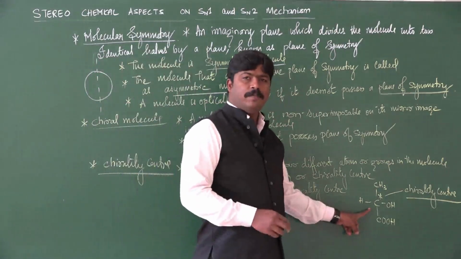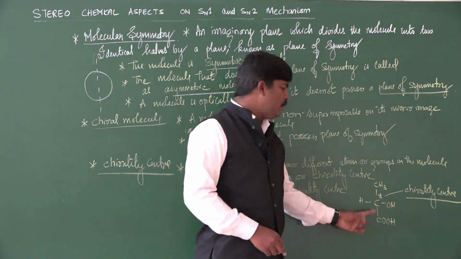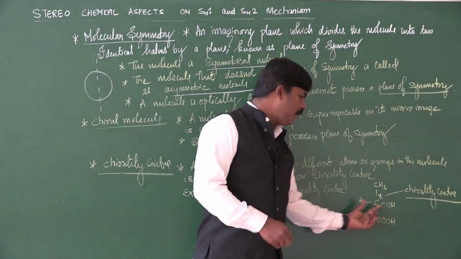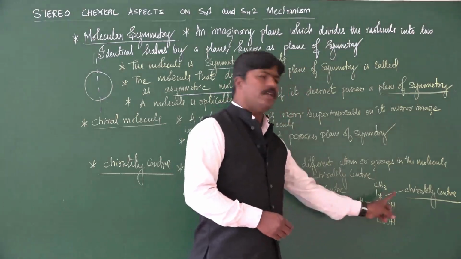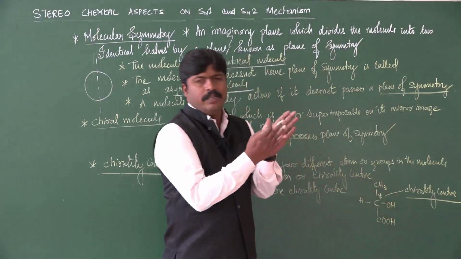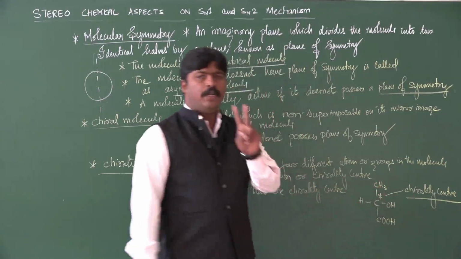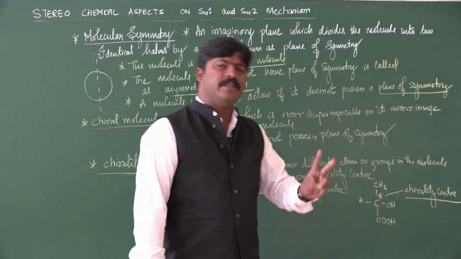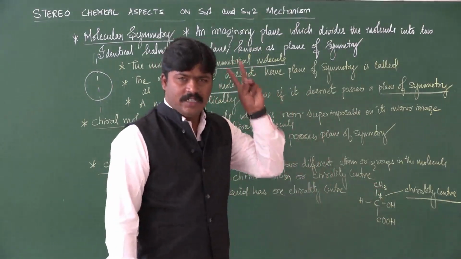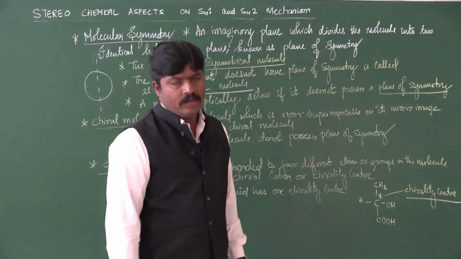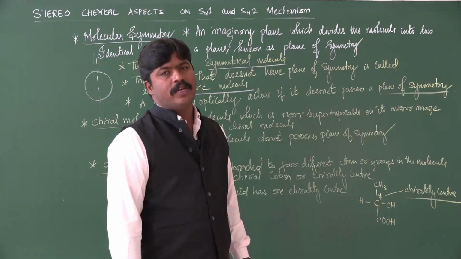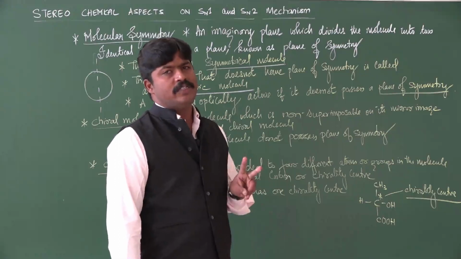It does not superimpose on its mirror image. Why? Because in the mirror image of this, OH will be on the left-hand side and H will be on the right-hand side. You cannot superimpose the mirror image of lactic acid. So point number two is satisfied. Is a chiral carbon there? Yes. Does it have a chirality center? Yes. Therefore, this molecule is optically active. See, the two conditions are very clear.